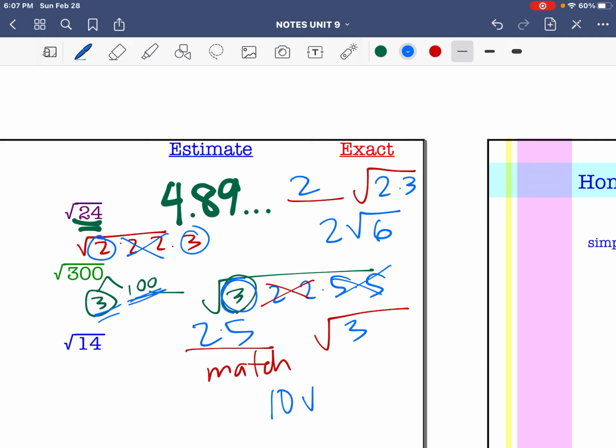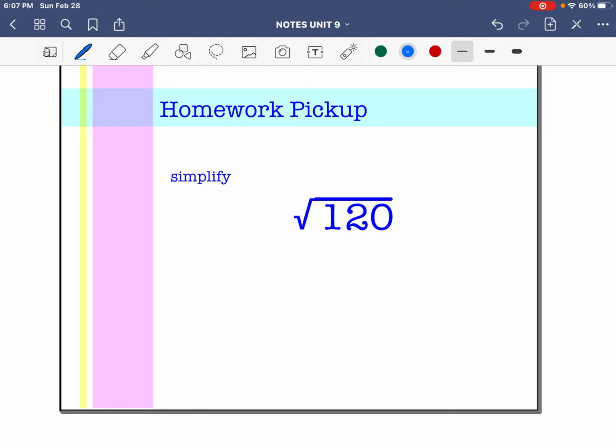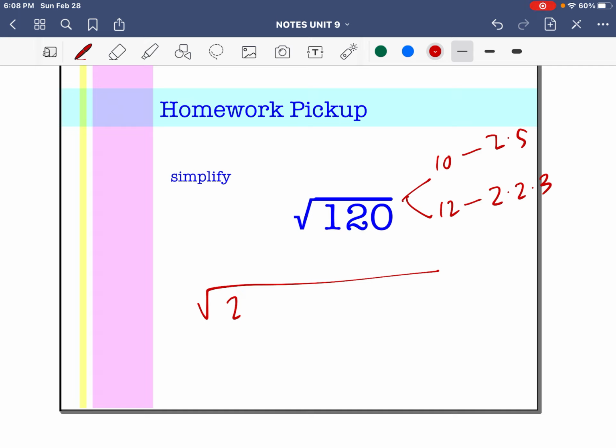Now, just so that you get some practice, try pausing the video and practice simplifying this one, and then play the video and see if yours matches. On this one, we are going to break this down. It's going to have a 2. I've got to do my math in my head. This is 10 and 12, 2 and 5, 2, 2 and 3. So we have 3 2s and a 5 and a 3.